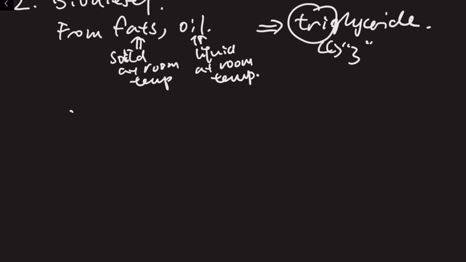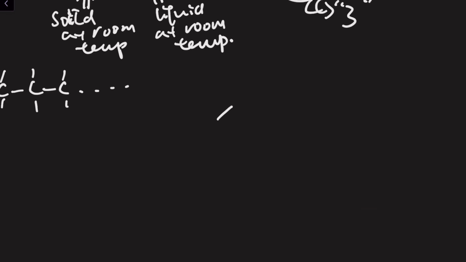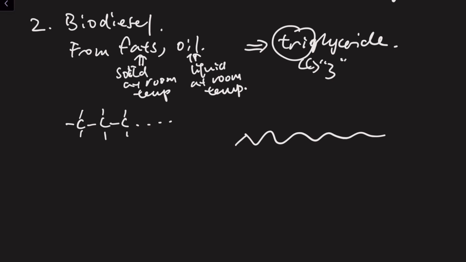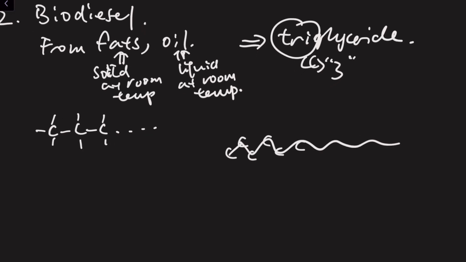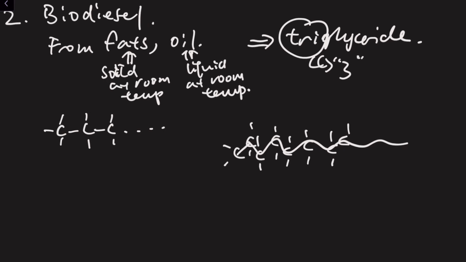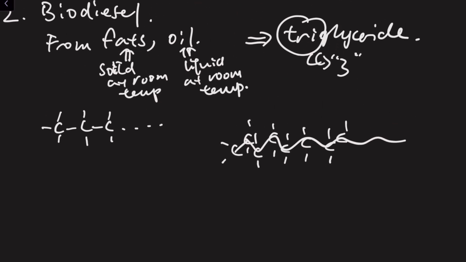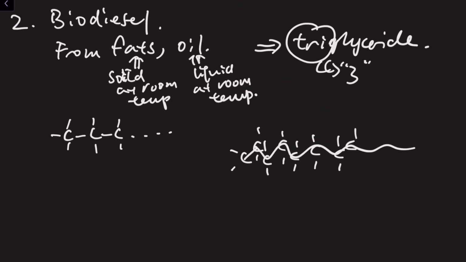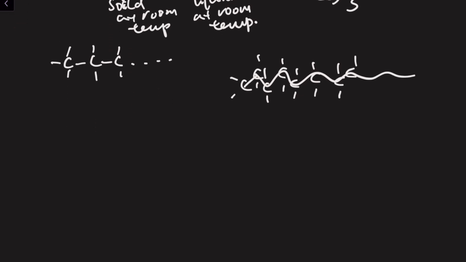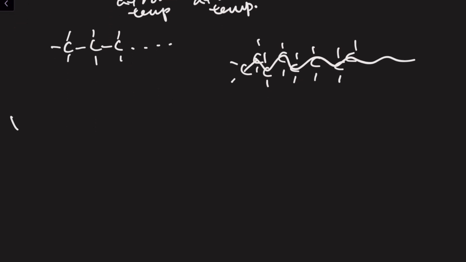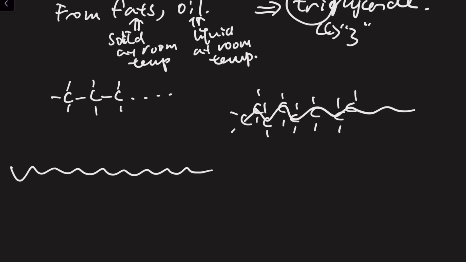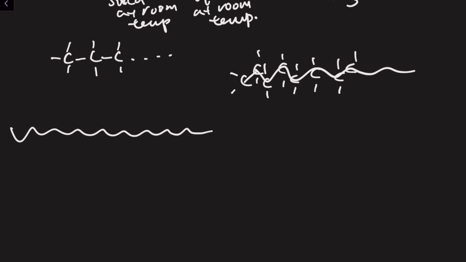So instead of drawing something like this, which takes a long time, I will use the abbreviation like this. So each line here represents a carbon and then you can fill in the gap for the hydrogens. This is called the skeleton form, which is really convenient to draw. So what does biodiesel look like? Very, very long carbon chain. Sorry, this is for the triglycerides, not biodiesel. So what does triglyceride look like?